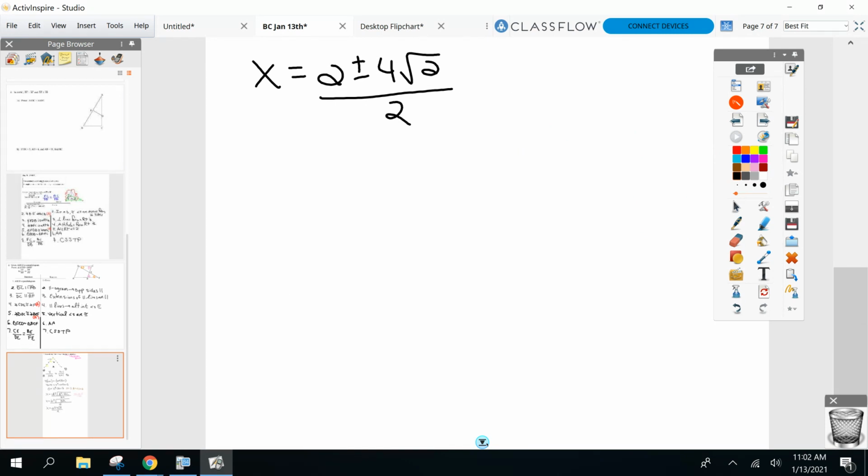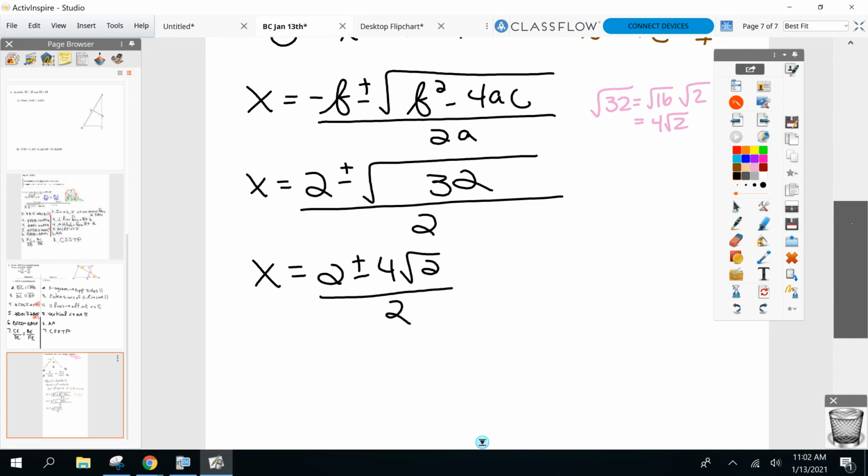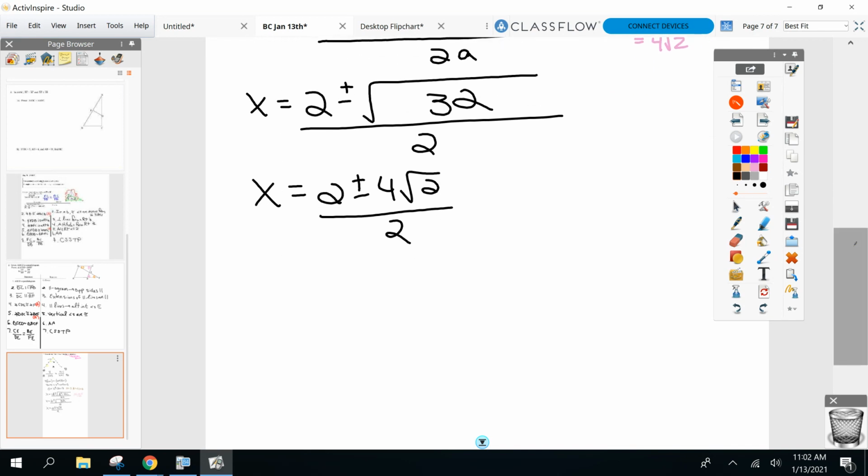We're getting there. It's in radical form, but it's not simplified yet. We still got some work to do. Look to the left of the plus or minus. You have a 2 divided by 2, which in my book is 1. So left side gives you 2 over 2, which is 1. Right side of the plus or minus is 4 over 2, which is 2 radical 2.